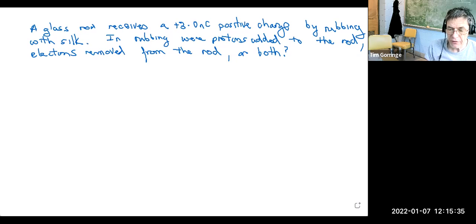So as the glass rod became positively charged, we've had to have removed electrons from it. And the silk cloth has become negatively charged. That means we added electrons to it.